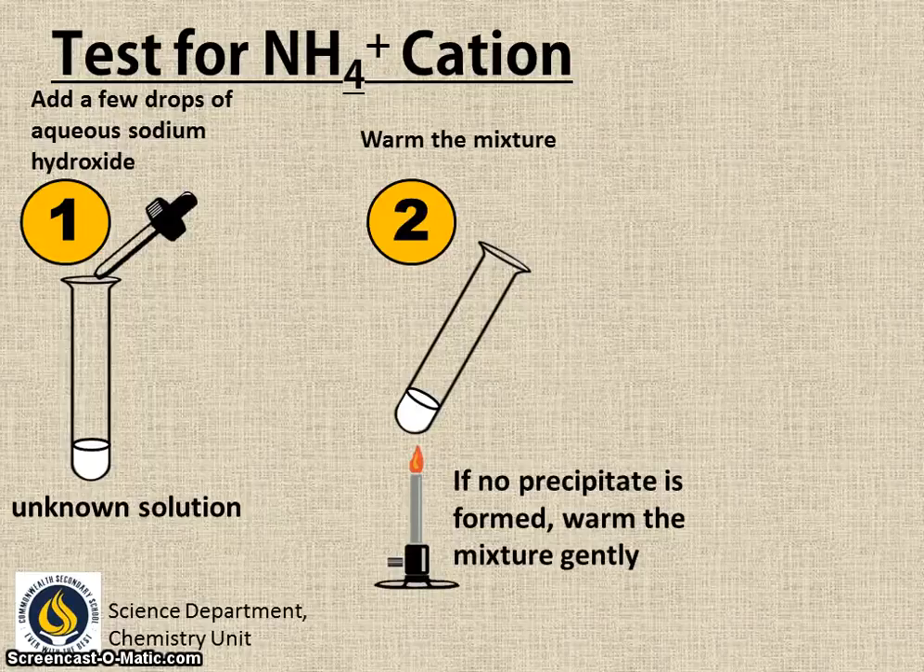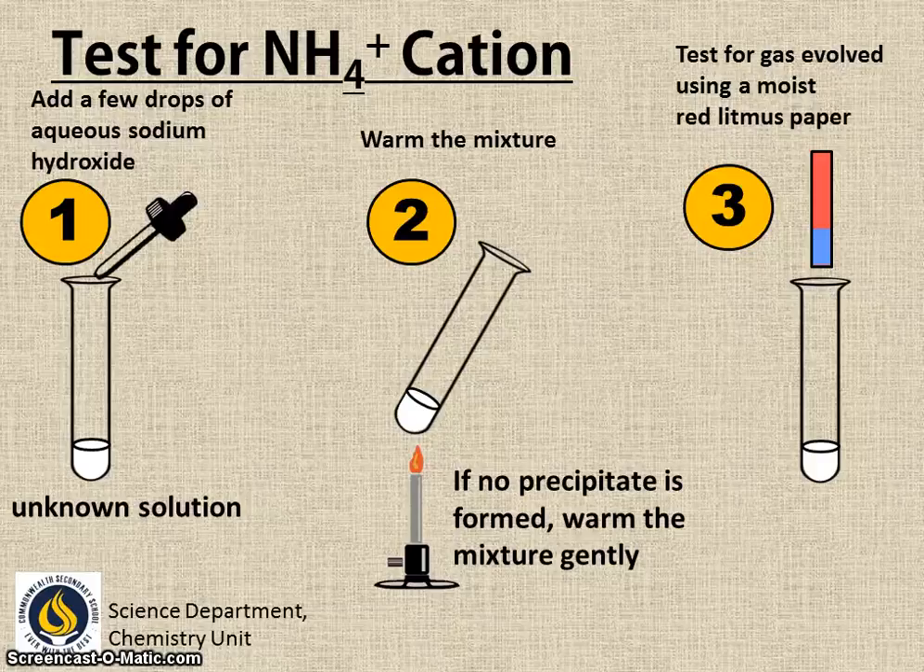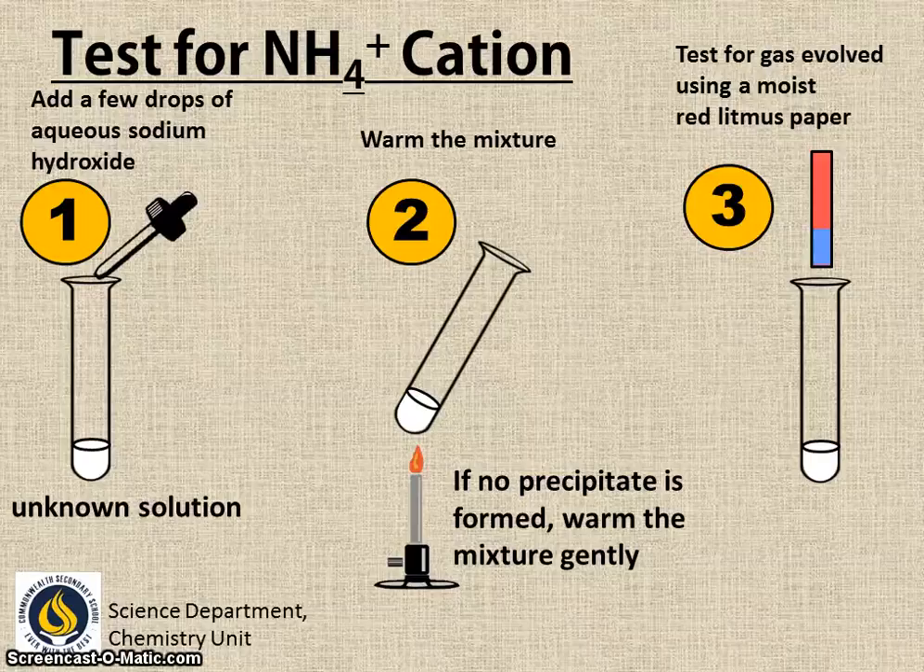We then proceed to warm the mixture gently and place a piece of moist red litmus paper at the mouth of the test tube. If a pungent gas is evolved and the gas turns the moist red litmus paper blue, it indicates the formation of ammonia gas. Hence, the unknown solution would have contained the ammonium ions.